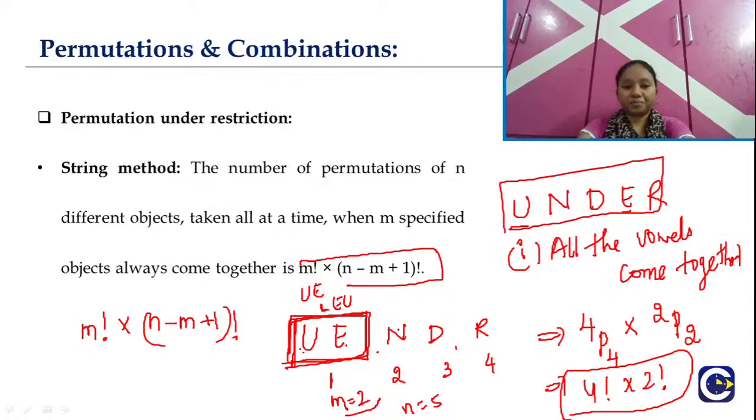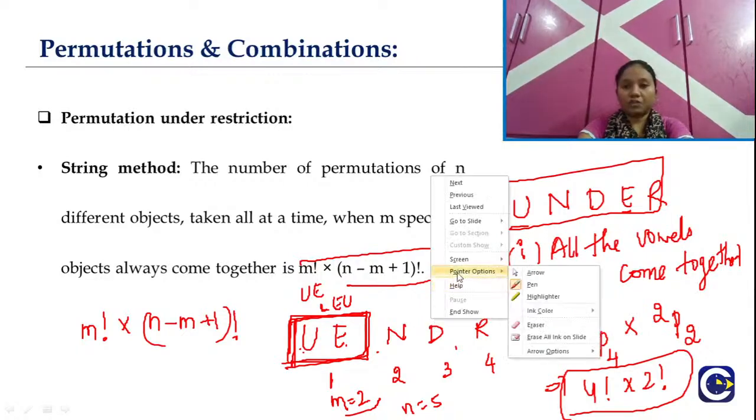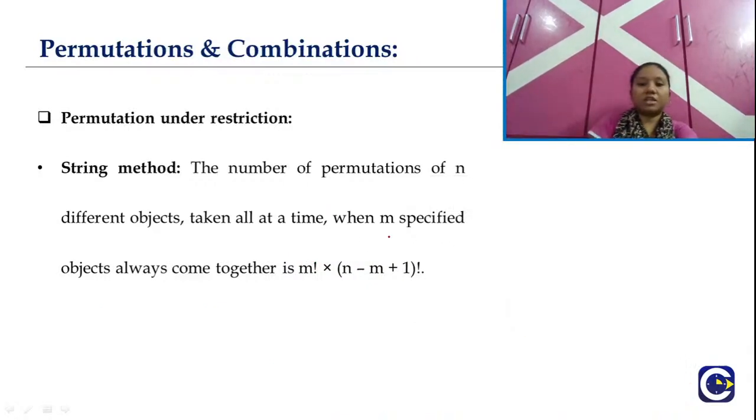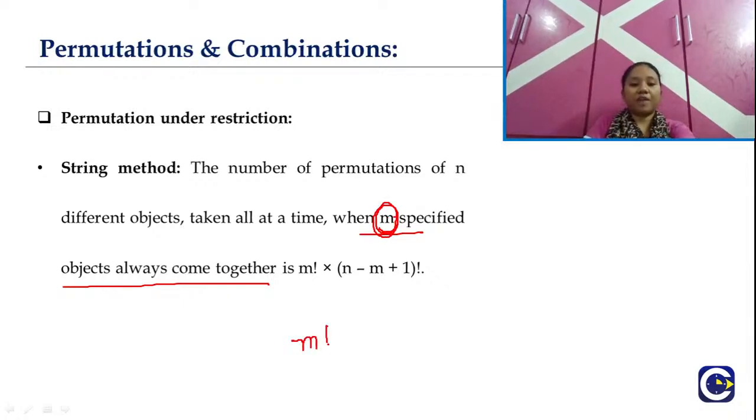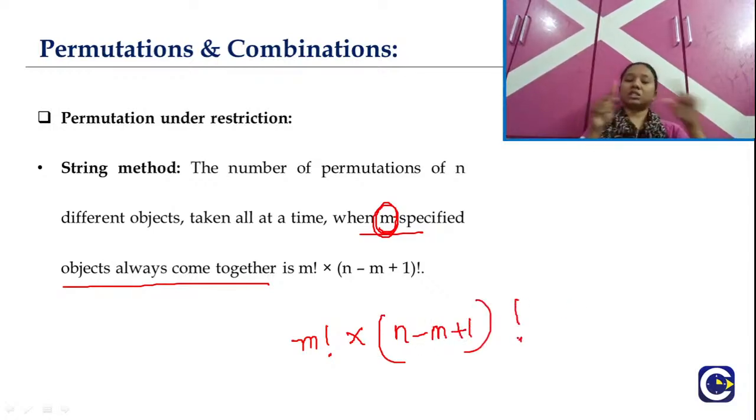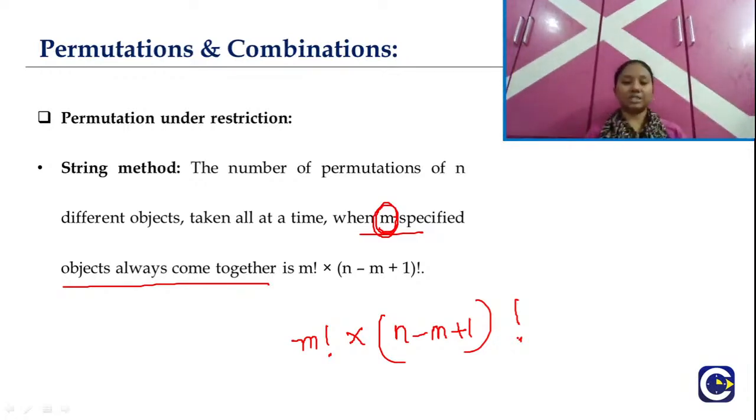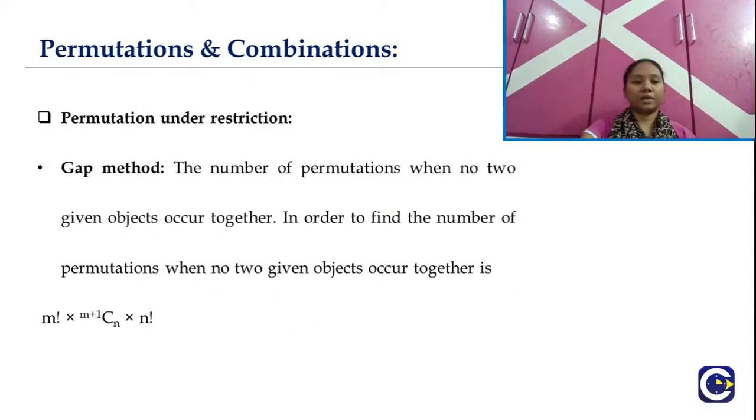So the formula applicable for the string method, where the restriction is that objects always come together, is: m objects have to come together, then the formula is m factorial into (n minus m plus 1) factorial. But if we do the box thing and then numbering, that will be the easiest. We'll get to that when we start doing questions, so then it will be easy for us to understand. So let's move on to the next one.